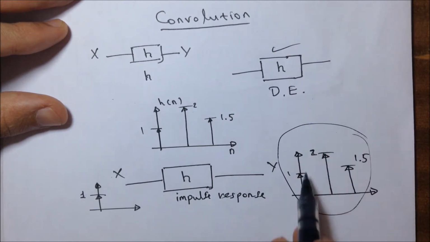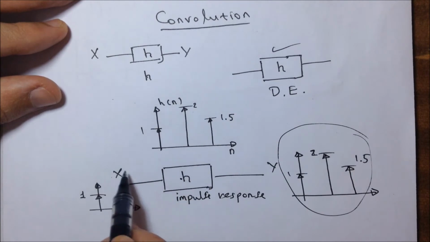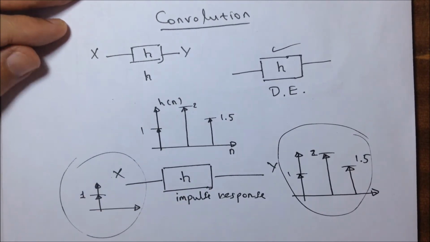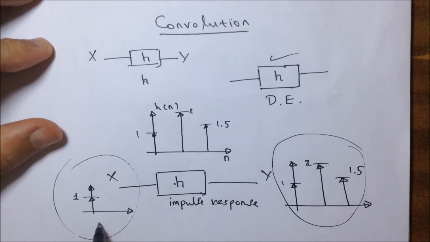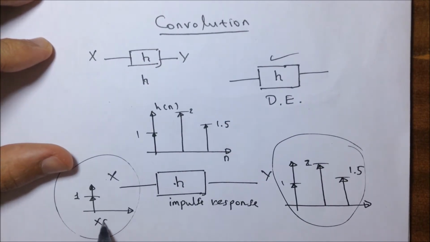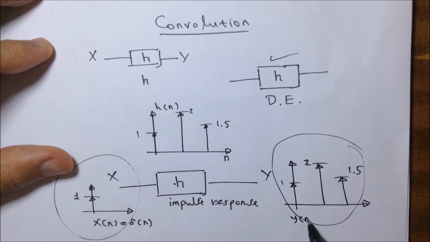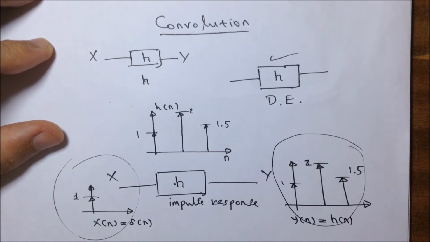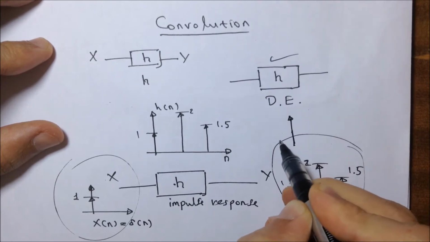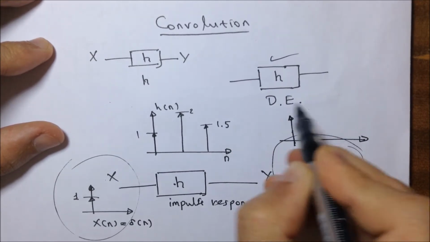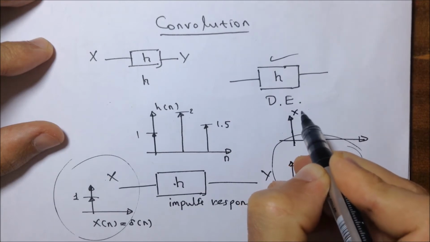So this is the response of the system H in case the input was an impulse. In other words, this means that if the input X of n was delta of n, then the output Y of n is equal to H of n. And I can even plot the two signals, X and Y, one under the other so that you have a better grasp of the timing here. So this is the output Y and this is the input X of n.